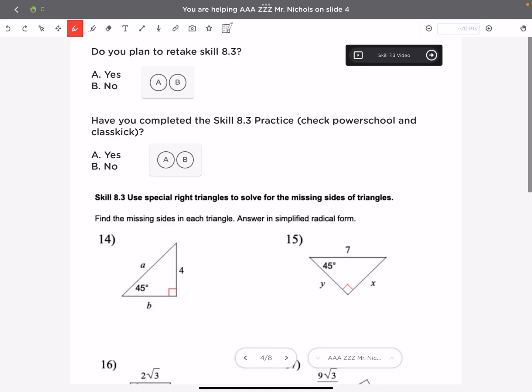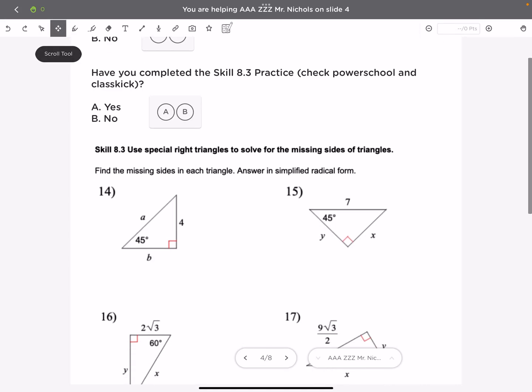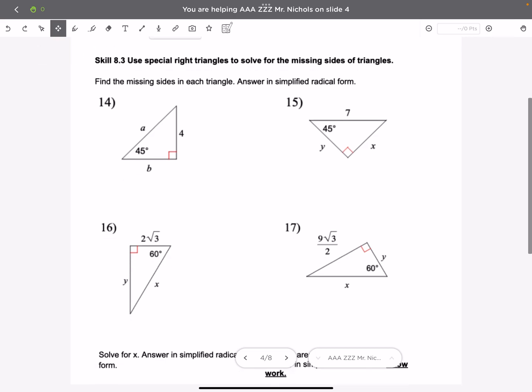All right, so for skill 8.3, we're going to be using special right triangles. Now, in these 45, 45, 90 triangles, just as a reminder of the relationship, we need to answer in simplified radical form, which means we can't really use trigonometry because that only gives us rounded decimals. And so remember, if this is x and this is x in a 45, 45, 90 triangle, this is x root 2. So in this case, pretty easily, b is already going to be 4 because it's the same.